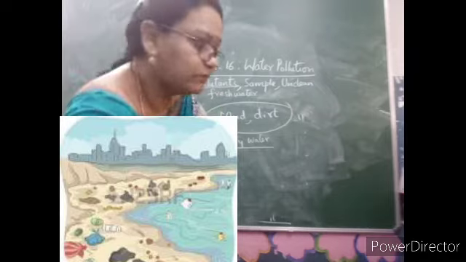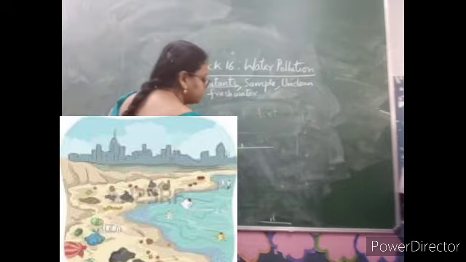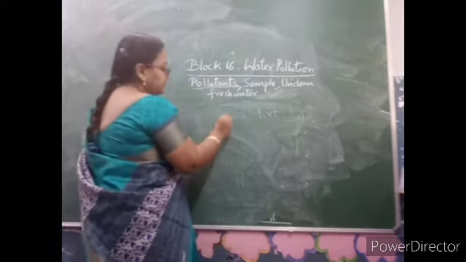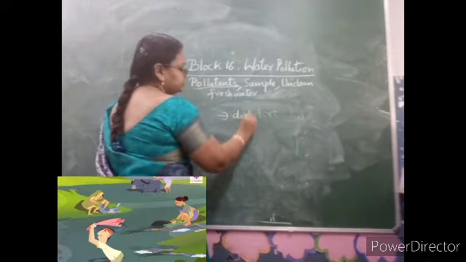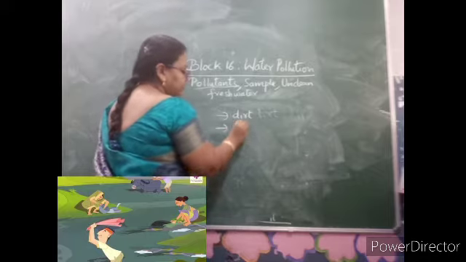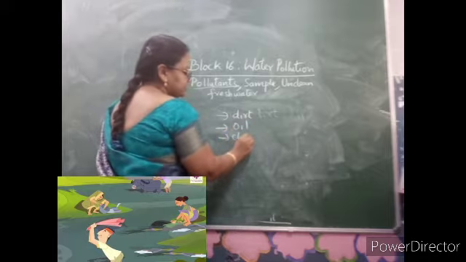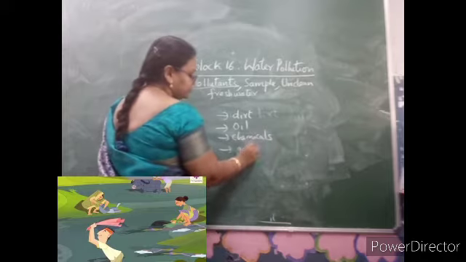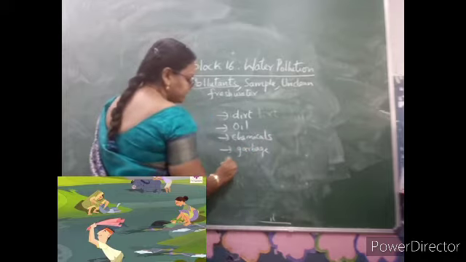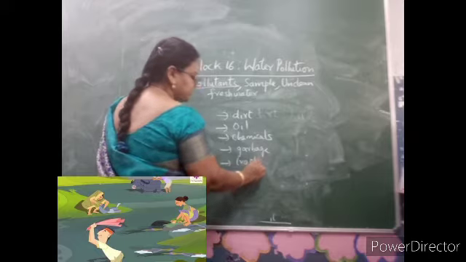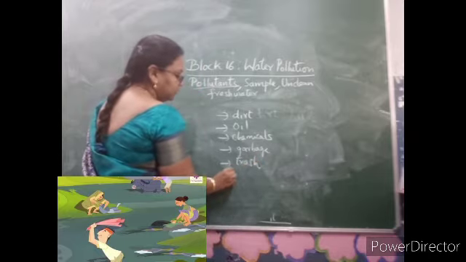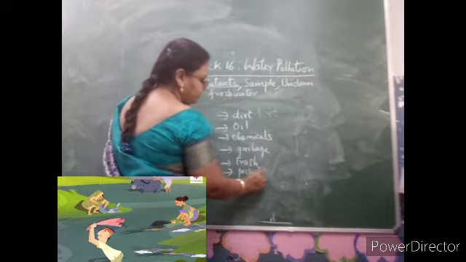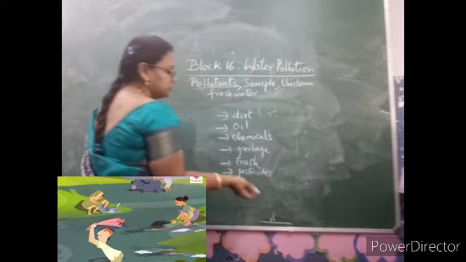So can we name some of the pollutants, children? How is the water getting dirty due to these pollutants? They will make it dirty. Then the oil, chemicals, garbage, trash, which means waste things, and also the pesticides or anything the farmers use in the fields also get mixed in.